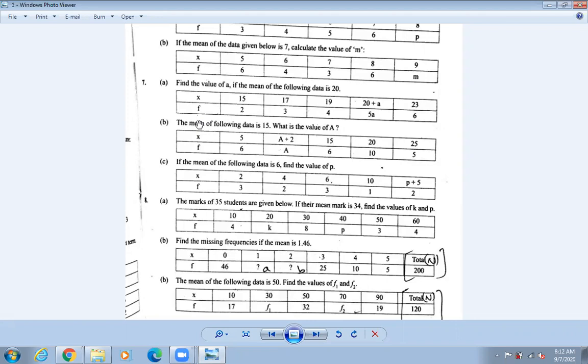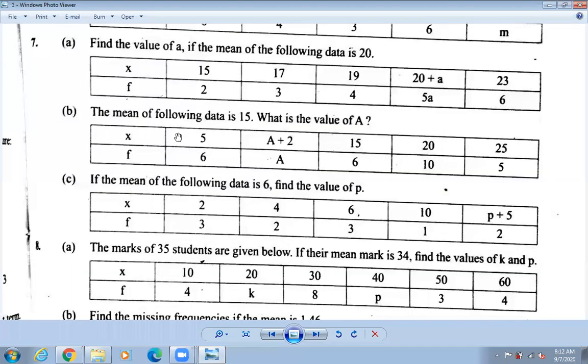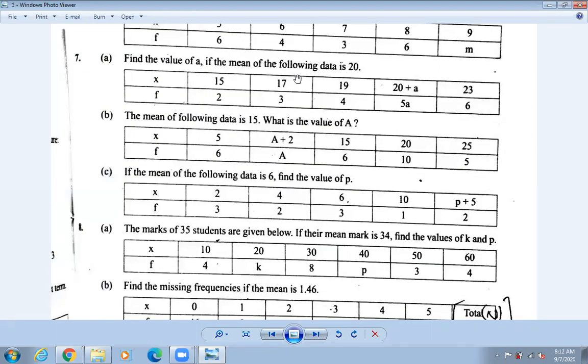So let me start with number 7a. Here we know the formula of mean as summation fx by n, isn't it? So mean equals summation fx by n. Find the value of a if the mean of the following data is 20. That means mean is given already. So something is missing over here. Here is also a. That means a is missing, and you need to find out the value of a. Mean is already given.